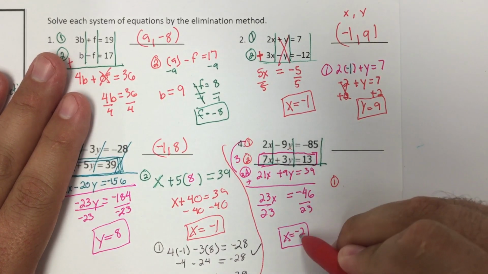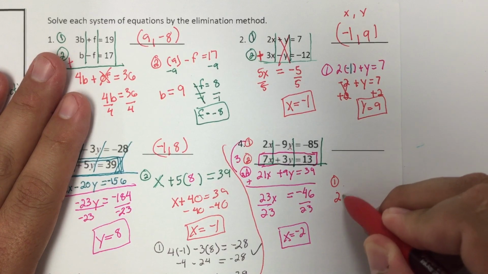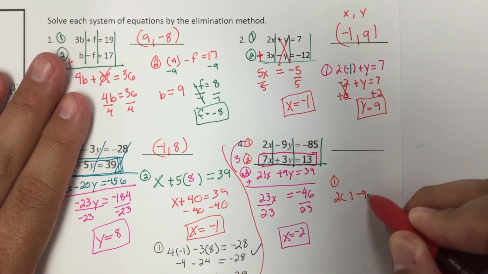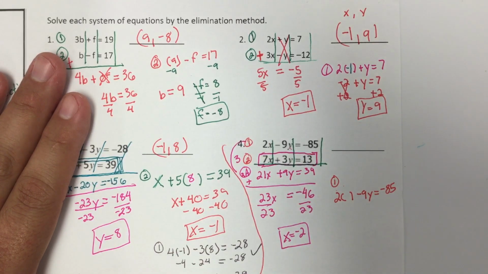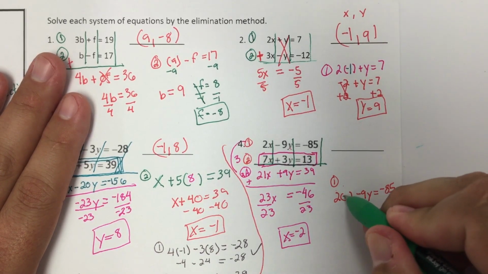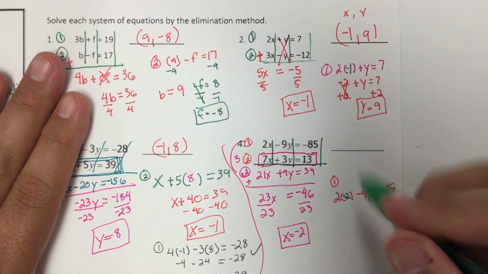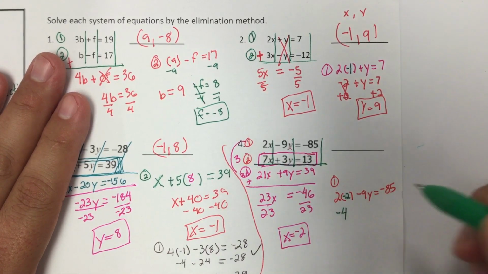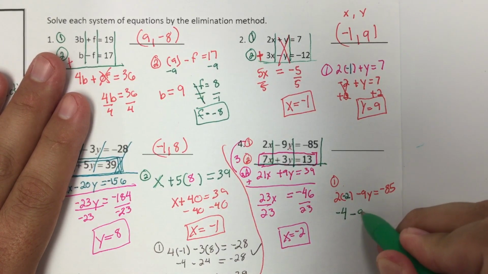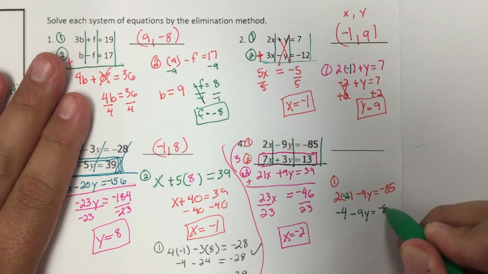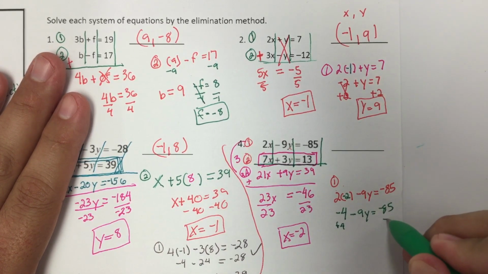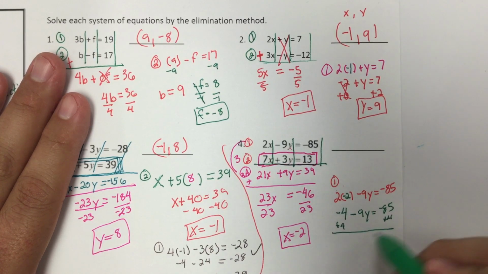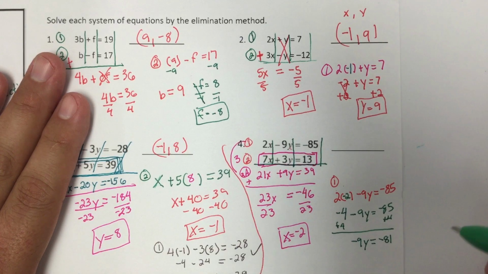Okay, so x is negative 2, so it's going to be 2 times x minus 9y equals negative 85. Okay, in that value of x, I'm going to put a negative 2. 2 times negative 2 is a negative 4. Negative 4 minus 9y equals negative 85, right? Add 4 to both sides so that I can start to solve. I get a negative 9y equals a negative 81.